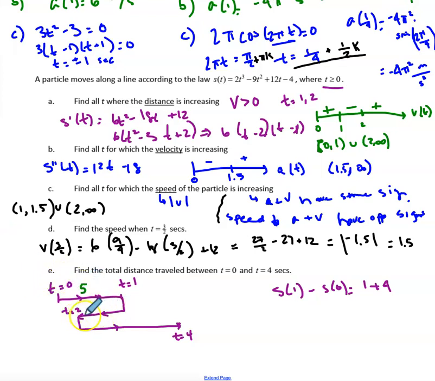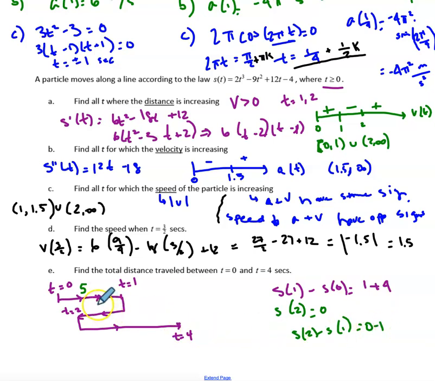Then to get from 1 to 2, what I'm going to do is find S of 2, which I get by plugging 2 in here. I get 16 minus 36 is negative 20, plus 24 is 4, minus 4 is 0. So S of 2 is 0. If I subtract S of 2 minus S of 1, I get 0 minus 1. So S of 2 minus S of 1 is 0 minus 1. That means that this particle moved negative 1. The negative just means it moved to the left.